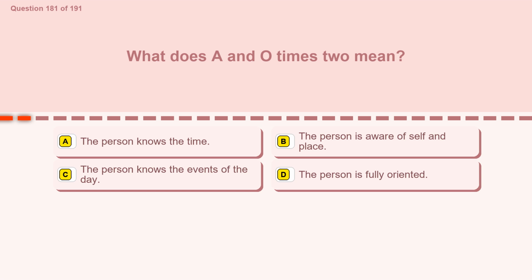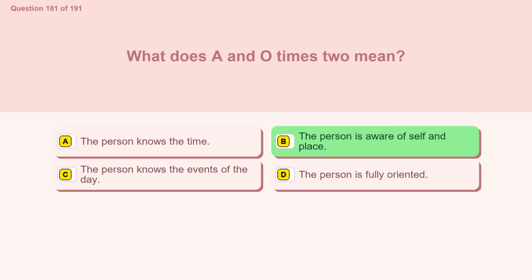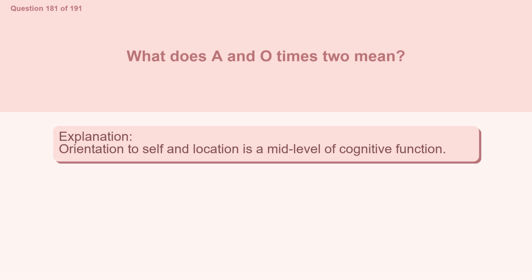Question 181. What does A&O times 2 mean? Option A, the person knows the time. Option B, the person is aware of self and place. Option C, the person knows the events of the day. Option D, the person is fully oriented. The correct answer is option B, the person is aware of self and place. Orientation to self and location is a mid-level of cognitive function.